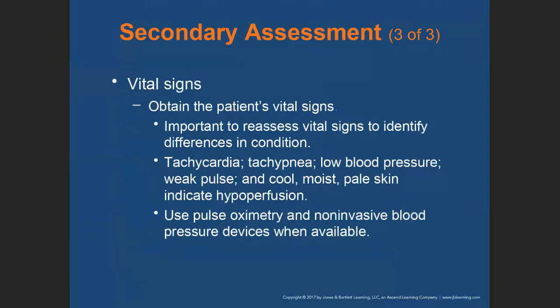For your vital signs, obtain the patient vital signs. Important to reassess vital signs to identify differences in condition. Patient can present with tachycardia, tachypnea, low blood pressure, weak pulse, cool, moist, pale skin. All of this would indicate hypoperfusion or shock. Use your pulse oximetry and non-invasive blood pressure devices when available.